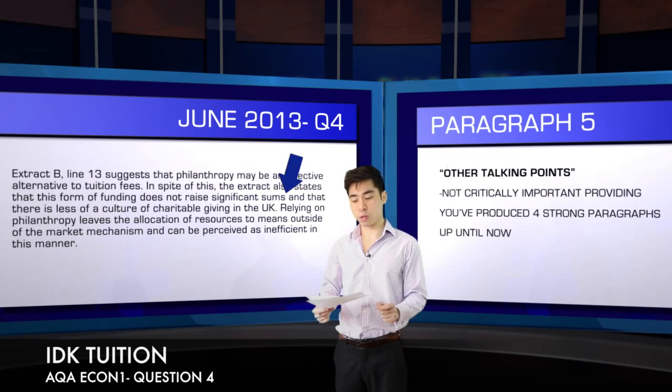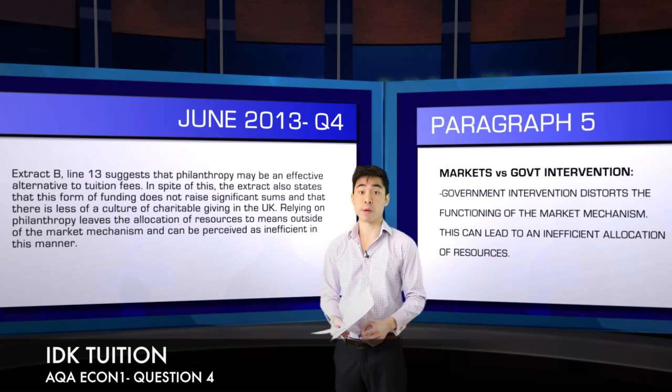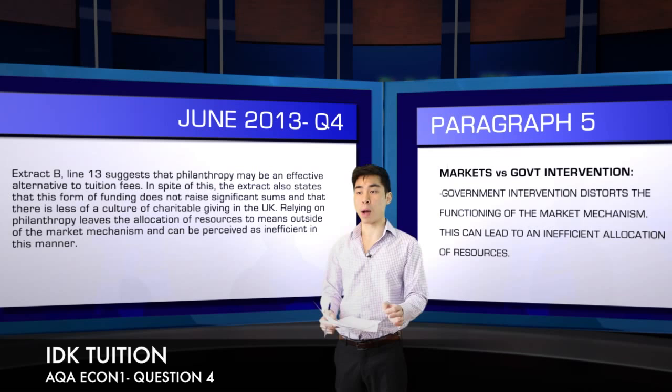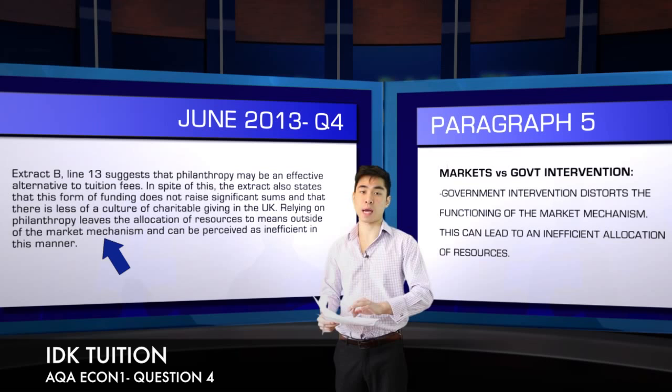And also, I think this is a good point to make, and a point that you can make concerning any form of government intervention, that philanthropy doesn't rely on the market mechanism. Philanthropy doesn't rely on incentives, private benefits, private costs, etc. Essentially, you're relying on the goodwill of rich donors. And in the context of Unit 1 economics, where you're talking about the market mechanism and the allocation of scarce resources by the invisible hand through the markets, relying on means outside of the market mechanism can be quite dangerous, and it can lead to an inefficient allocation of resources.